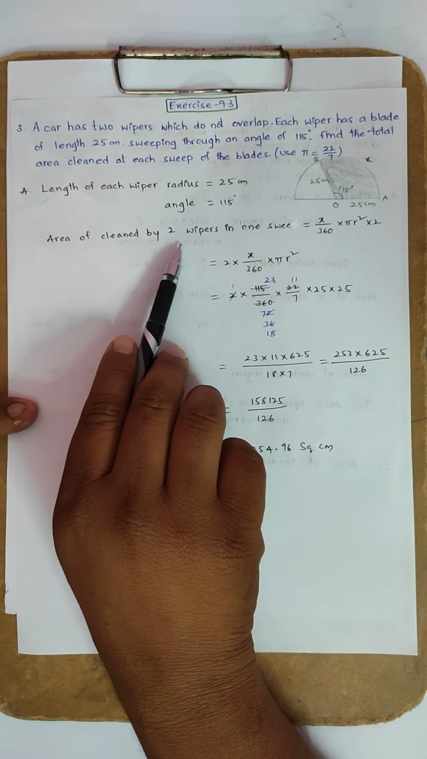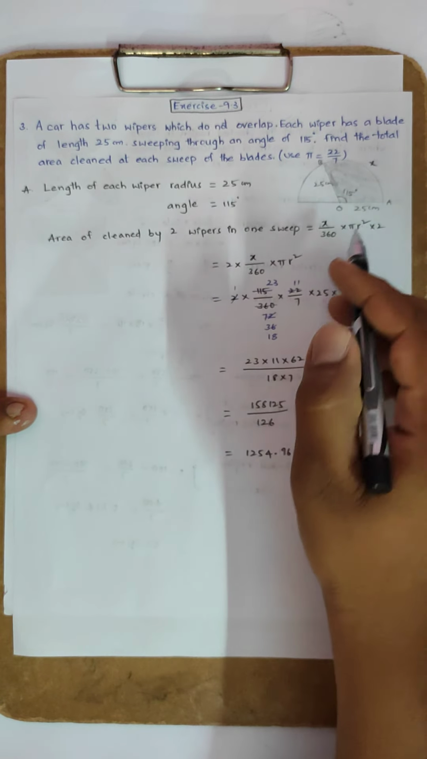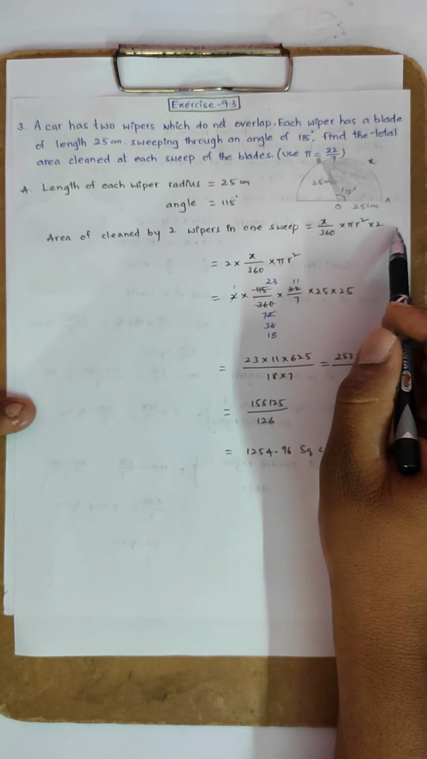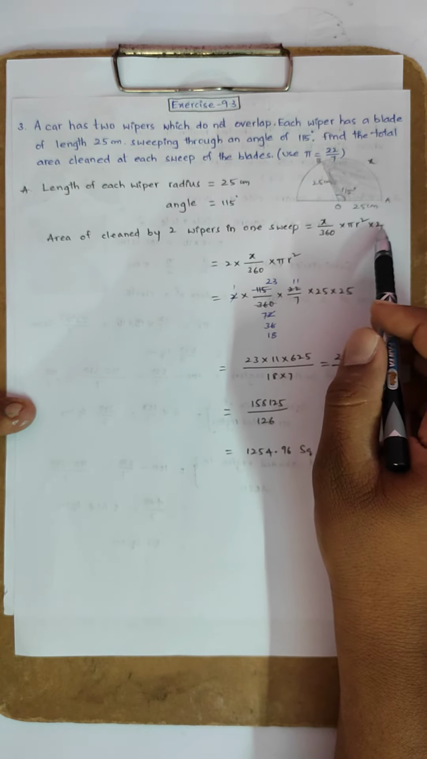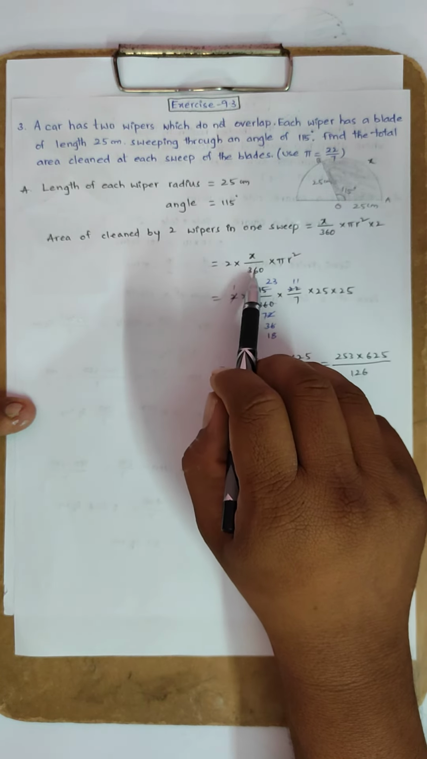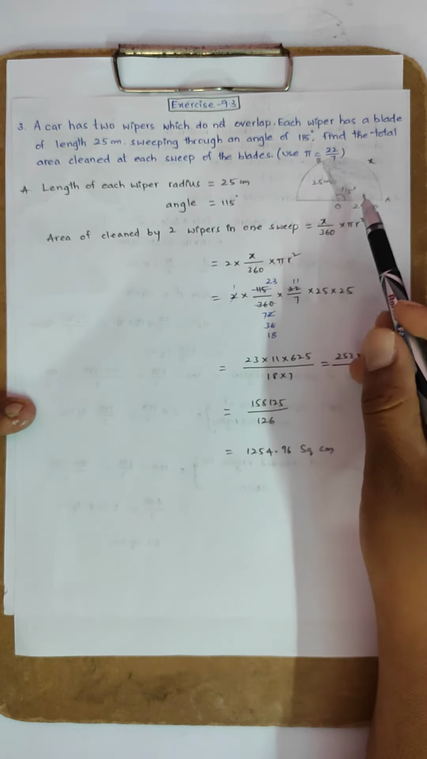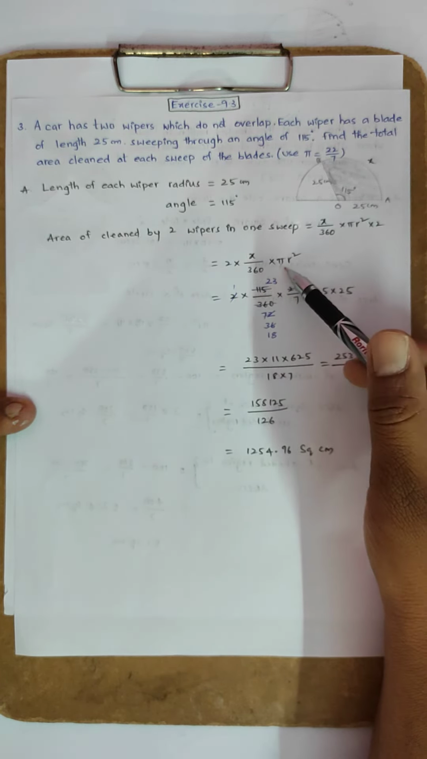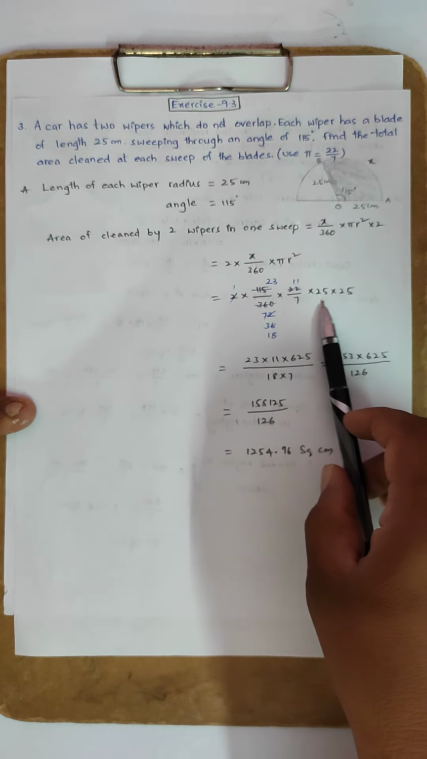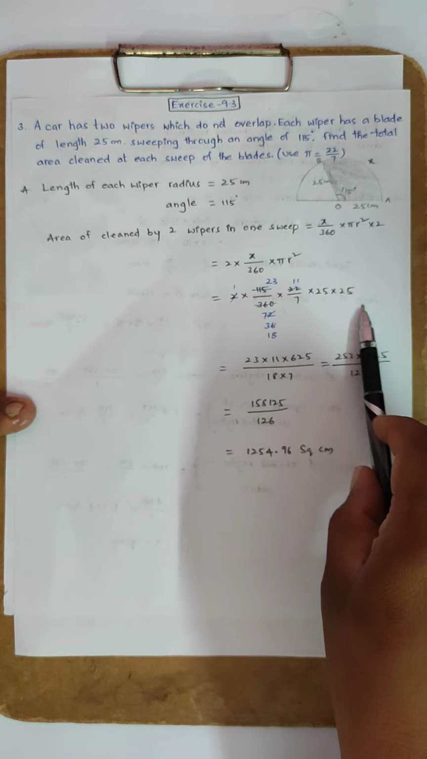The area cleaned by two wipers in one sweep is equal to x by 360 into pi r square into 2. For one wiper there is no need to write 2, but here for two wipers I wrote 2. So 2 into x by 360 into pi r square. 2 into the x value 115 by 360 into the pi value. Use the 22 by 7 given in the problem. So I write 22 by 7 into radius 25 into 25.